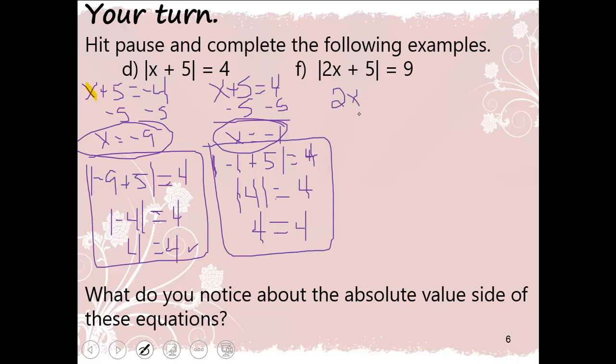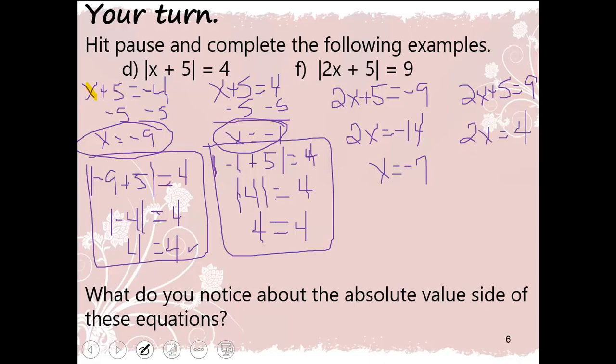So let's try 2x plus 5 absolute value equals 9. So that means 2x plus 5 equals -9, and 2x plus 5 equals +9. Notice how I always make two equations. So now I get 2x is equal to -14, x is equal to -7, and you would check that. 2x is equal to 4, I subtracted 5, x is equal to 2, and you would check that.